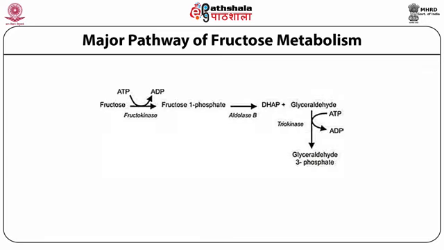Fructose 1-phosphate aldolase, also known as aldolase B, catalyzes the cleavage of D-fructose 1-phosphate as shown in the figure. It is an isoenzyme of the glycolytic pathway aldolase. It is abundant in the liver. The fate of D-glyceraldehyde may take several routes.